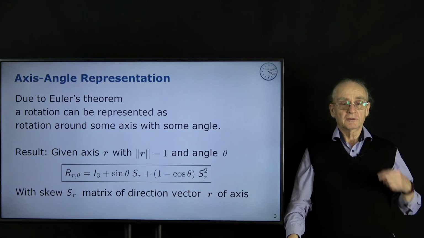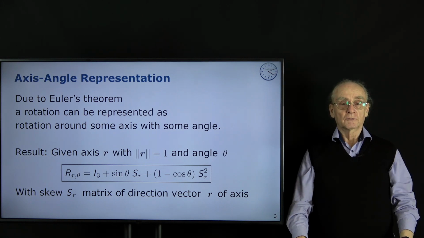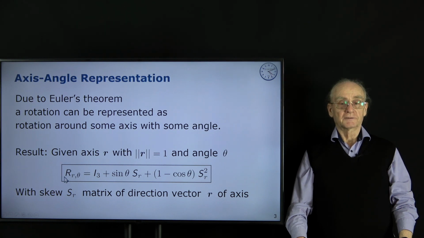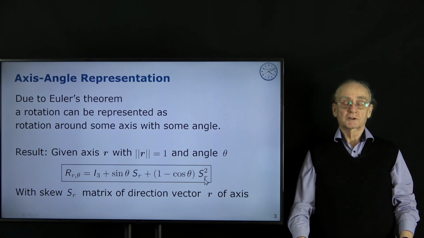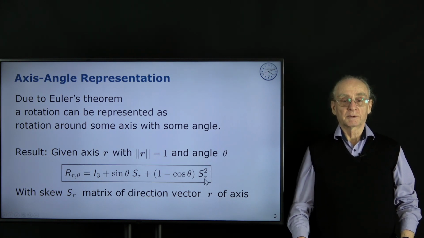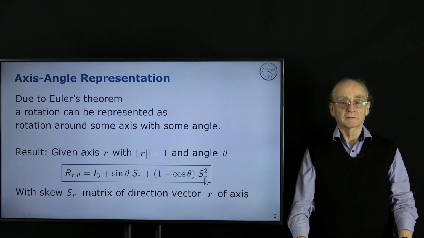And if we use this result, we can derive an explicit equation for the rotation matrix as a function of the axis, described with a normalized vector, a unit vector, and its angle: a unit matrix plus sine theta of a skew-symmetric matrix plus 1 minus cosine theta multiplied with the square of this skew-symmetric matrix. We will look at these skew-symmetric matrices soon.